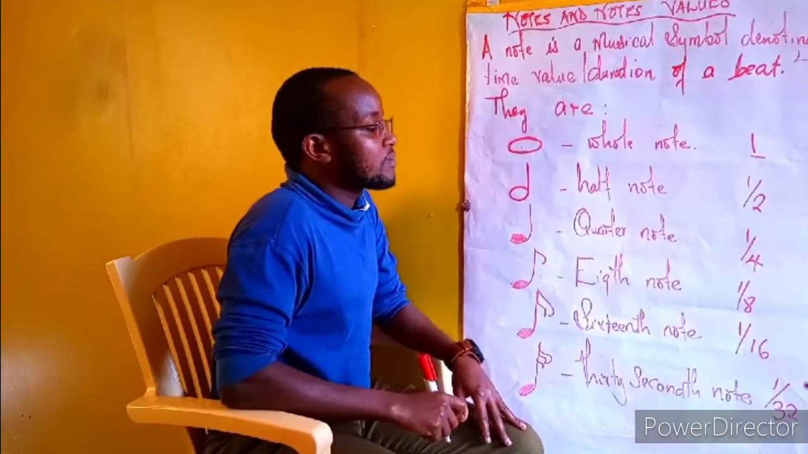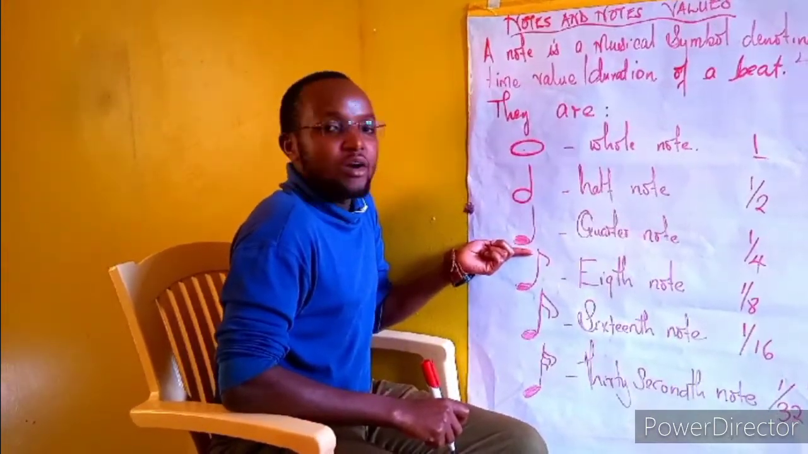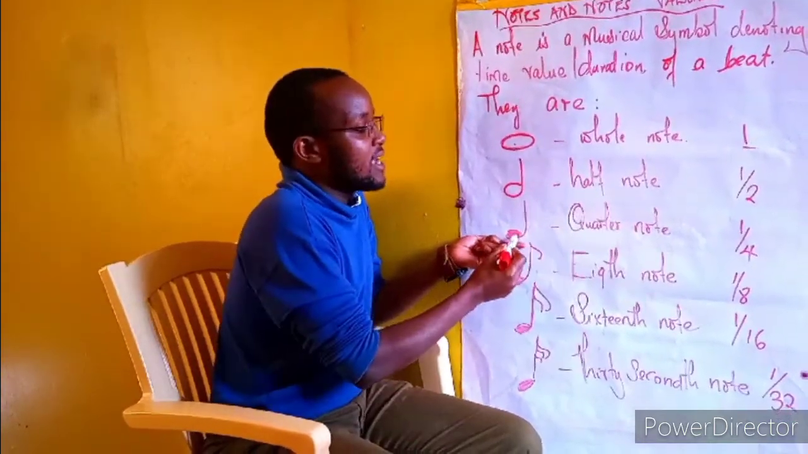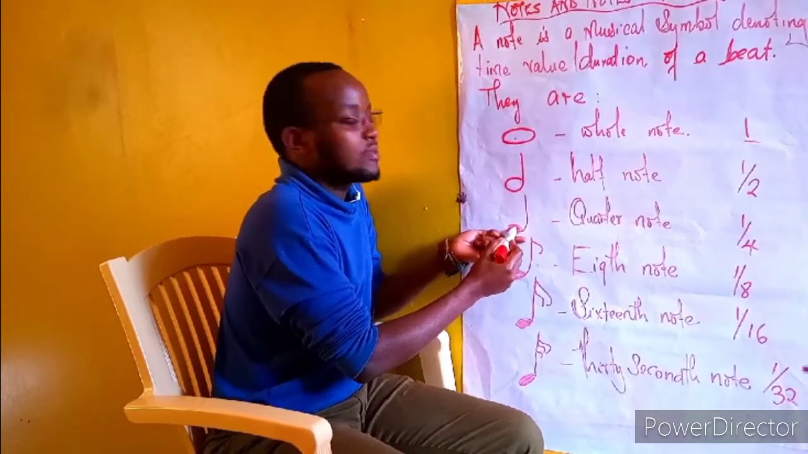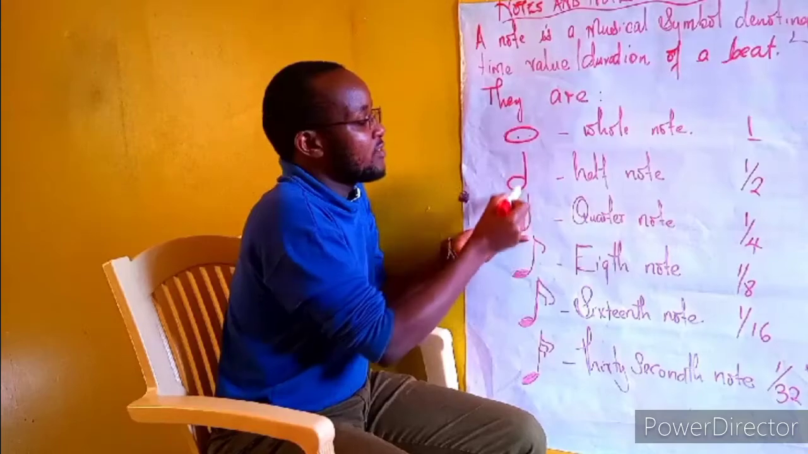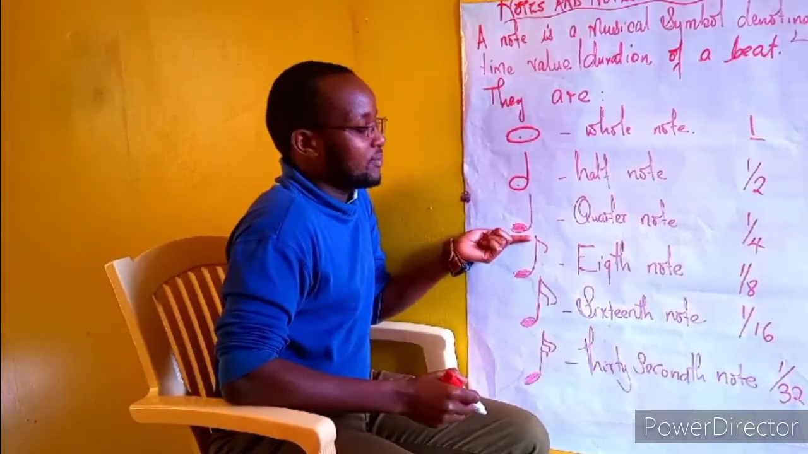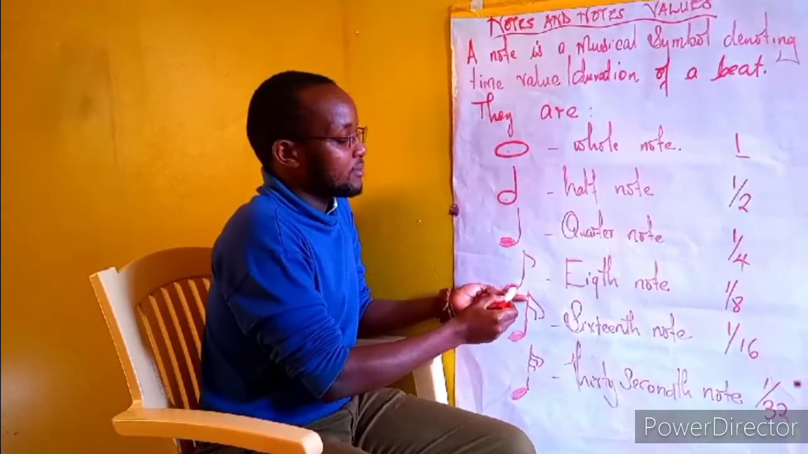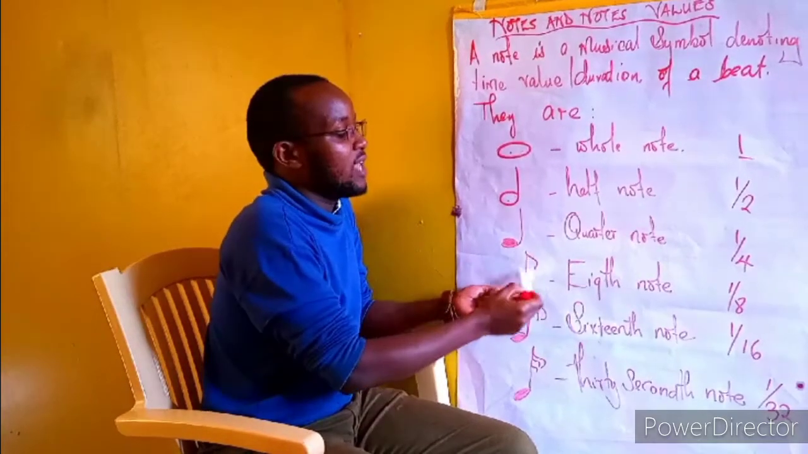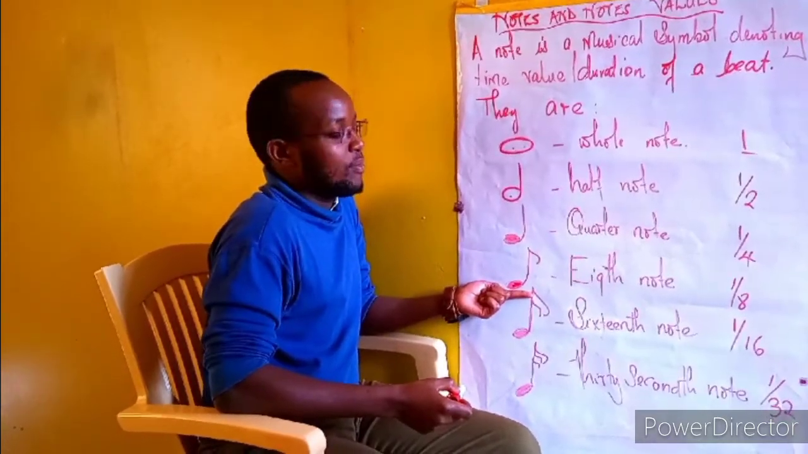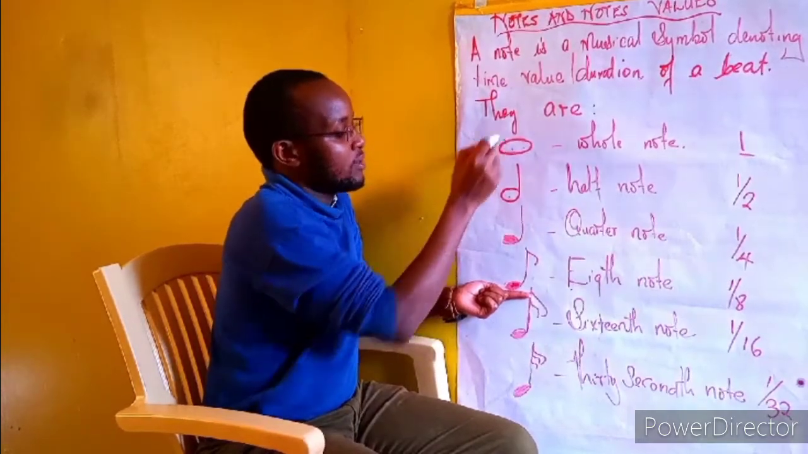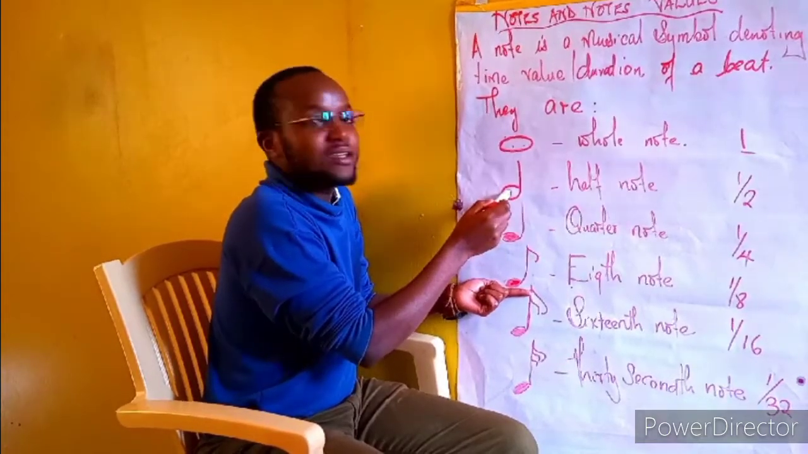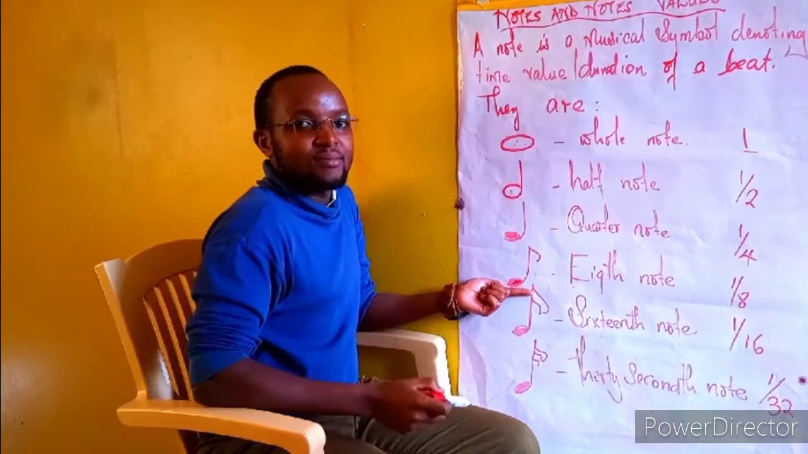The other one also looks like a golf club, and it has a value of a quarter. A quarter of this, but a half of this. This other one looks like a golf club with shading and a flag. It is the eighth of this one. Half of this, a quarter of this, and an eighth of this.